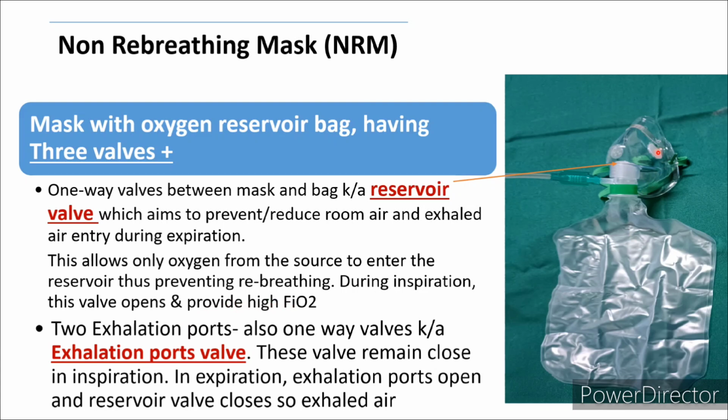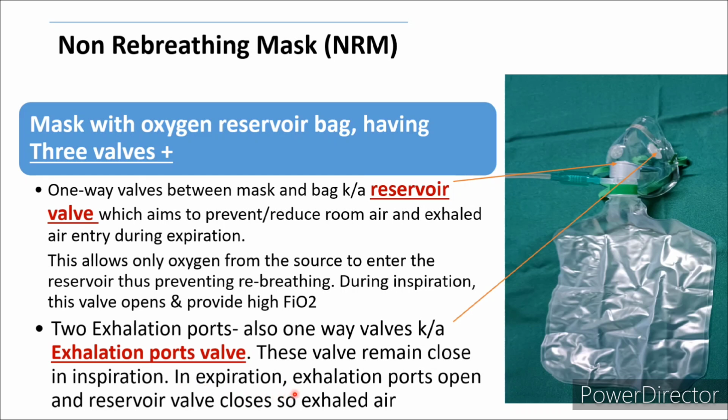Now these are the two exhalation ports. These also contain one-way valves. So these are the one-way valves at the exhalation port. These valves remain closed during inspiration, so room air will not enter into the mask. So these valves will be closed and this reservoir valve will open. So high FiO2, high oxygen concentration will be delivered to the patient.